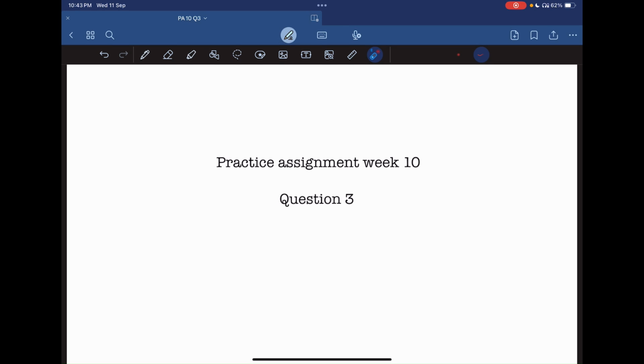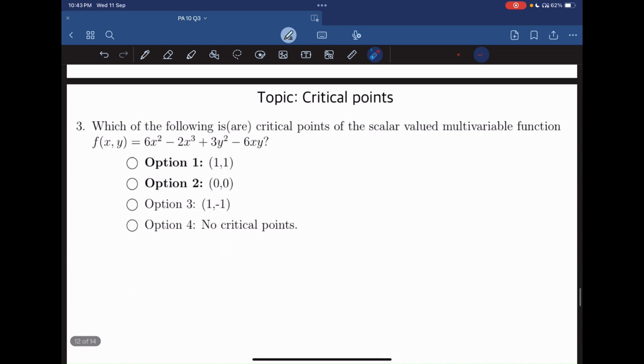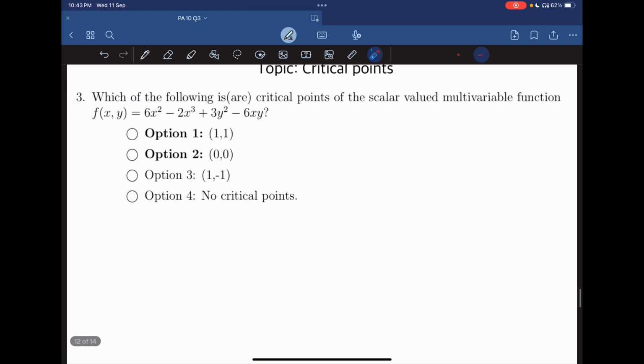Hello everyone. So let's now solve practice assignment week 10 question number 3. Which of the following are critical points of the scalar valued multivariable function for this? So we know that at the critical points, both the partial derivatives would be 0.